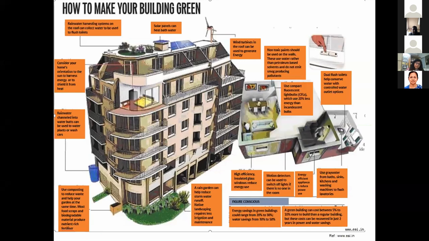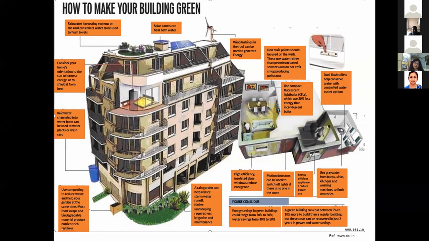Now, all these things that I've talked about, and we have heard about rainwater harvesting. So I've taken a particular building, and the reference is from www.eia.in. If we talk about, first of all, the orientation of the home, the orientation of the home or residential building should be such that we can harness the sun, use the energy of the sun and shield it from the heat. Apart from that, it should be fully ventilated.